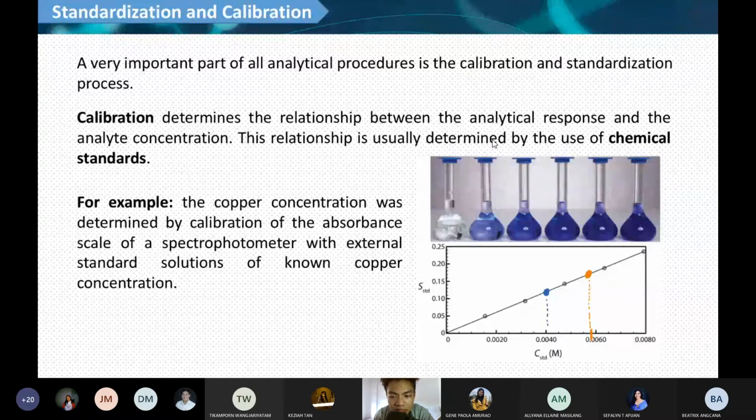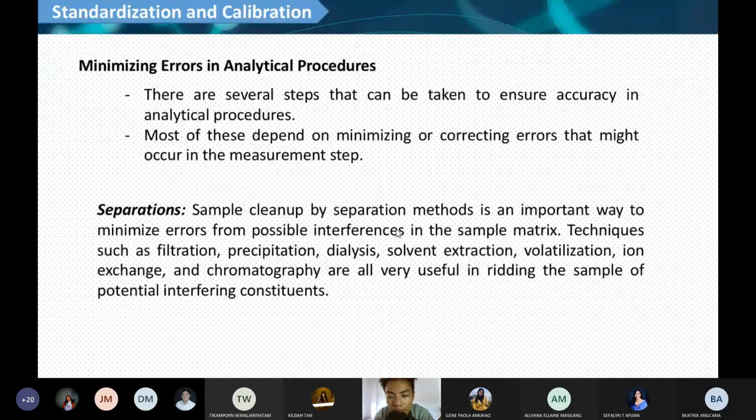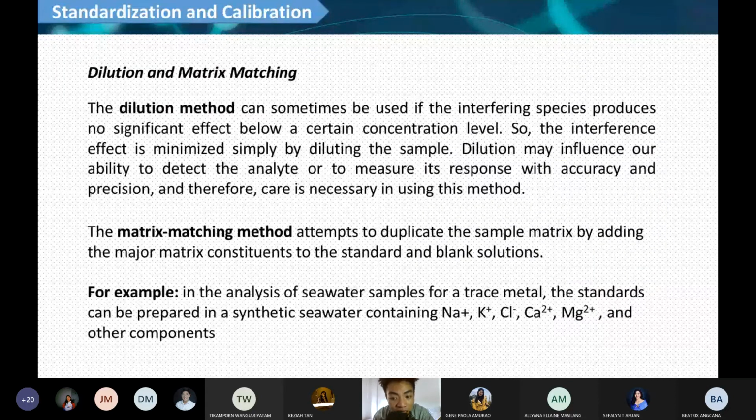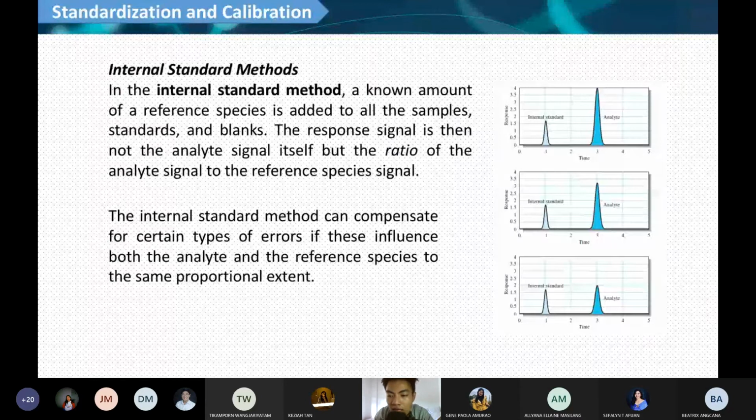Why are they called external standards? The only reason for calling them external standards is that you do not add them in your sample, hence they are external. However, for internal standards, you add them to your sample. So they are called internal. They are inside the sample. So that's the difference.